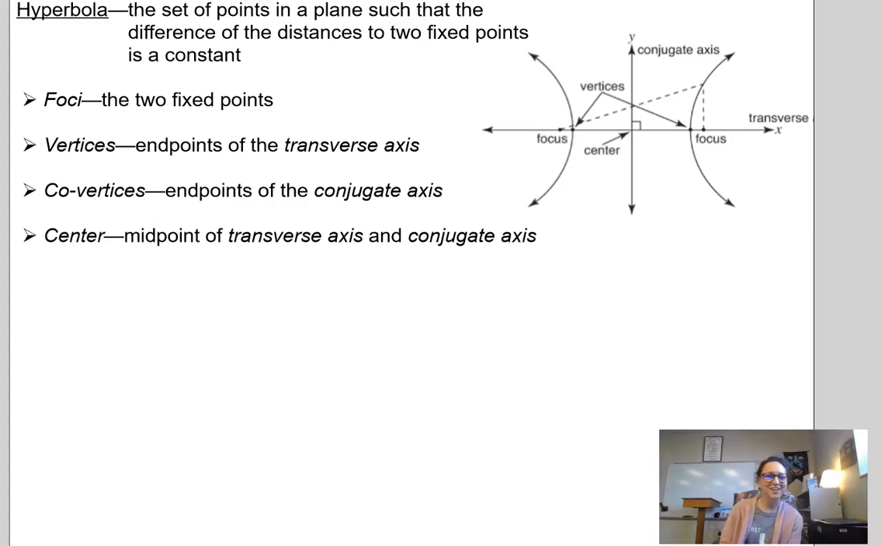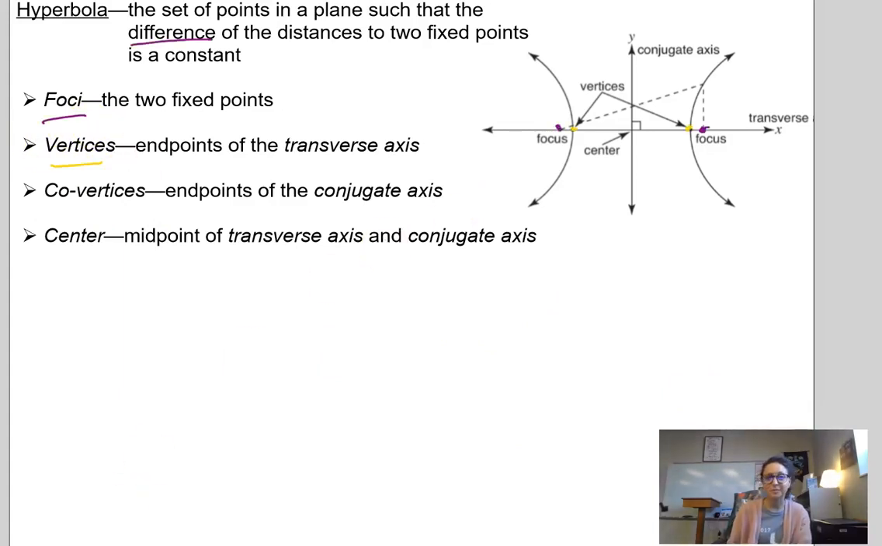Okay, hopefully you paused. We are back. So a hyperbola is the last kind of conic section that we have, and it is a set of all points. You're going to notice it's similar to how an ellipse is defined. It's a set of all points in a plane such that the difference of the distances to the two fixed points is a constant. So instead of the sum, like an ellipse, it's going to be the difference between the two.